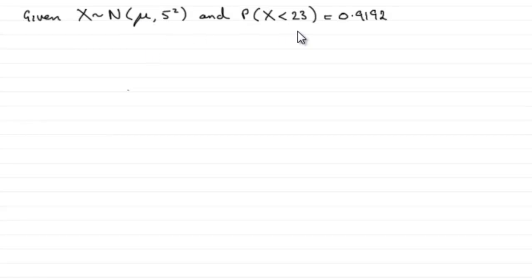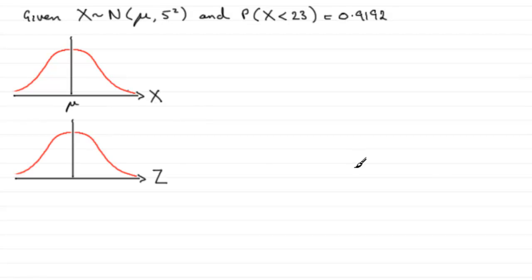Now if I'm doing any question like this, or any question anyway on the normal distribution, I will always encourage you to draw a sketch. And we've got a sketch of the normal distribution here for our random variable x, and this value here is the mean mu. And then I would put underneath that the standardized normal distribution z, which has a mean of 0.